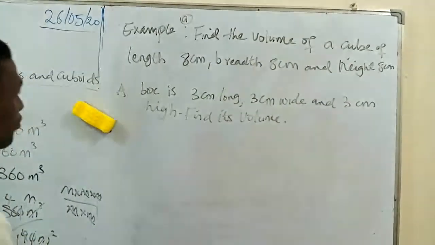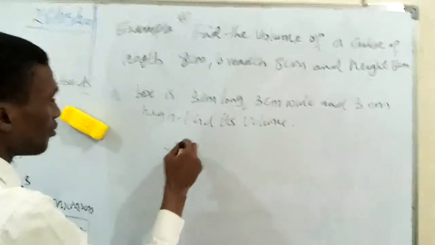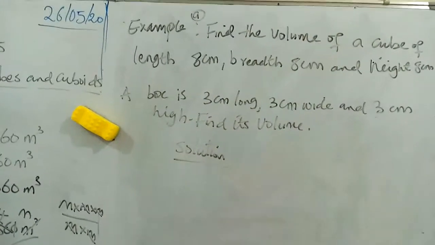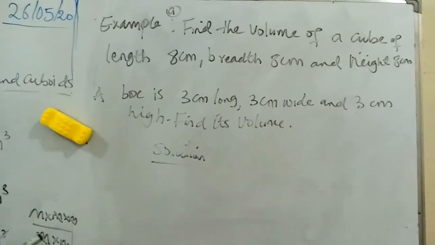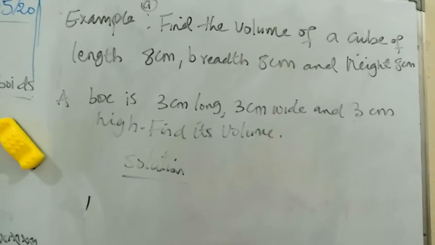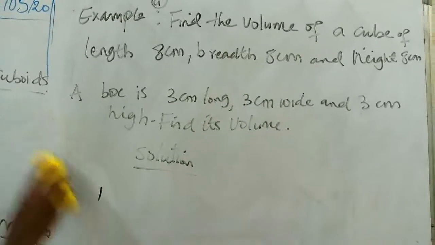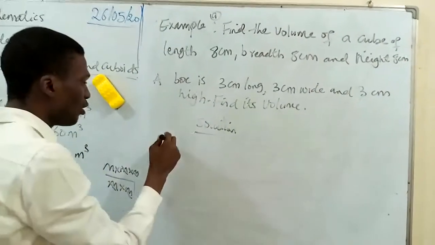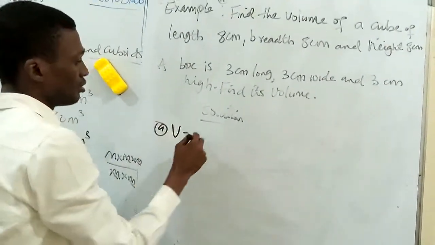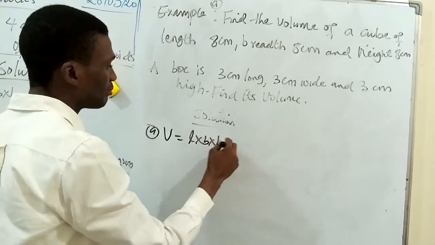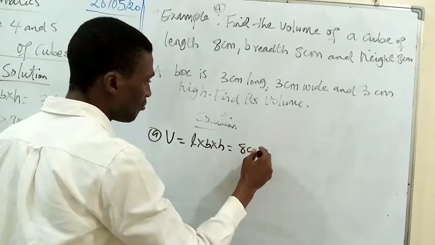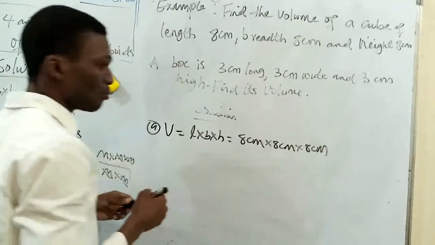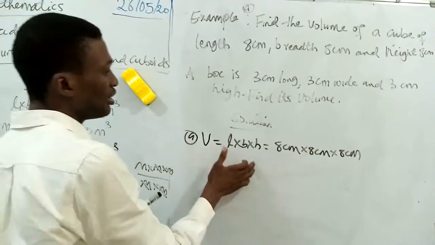Find the volume of a cube of length 8 cm, breadth and height of 8 cm each. I remember telling us that a cube has equal faces and edges. That's why we have the same length, breadth, and height. But the same formula is applicable. Our volume is length times breadth times height, that's 8 cm times 8 cm times 8 cm. Multiply these to get the volume of this cube.